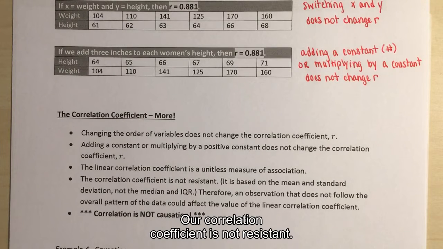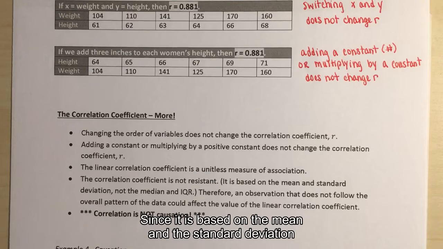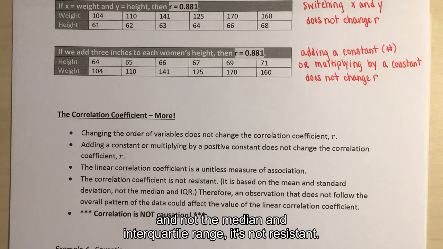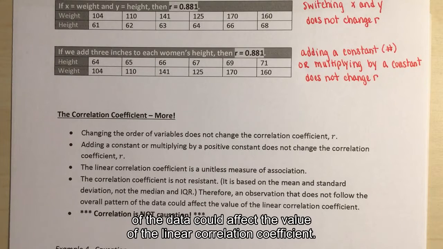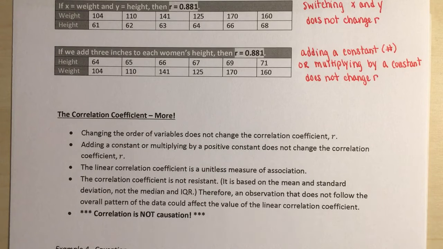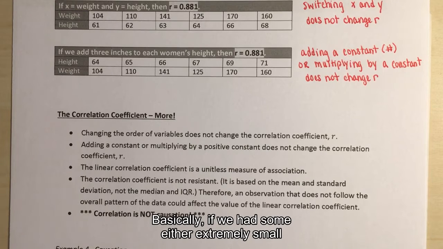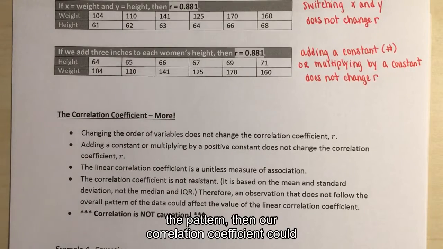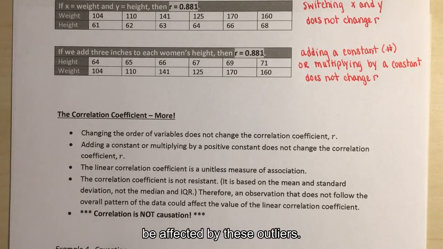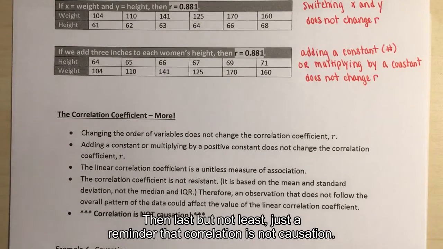Our correlation coefficient is not resistant. Since it is based on the mean and the standard deviation and not the median and interquartile range, it's not resistant. So an observation that does not follow the overall pattern of the data could affect the value of the linear correlation coefficient. So basically, if we had either extremely small or large outliers, values that don't fit in with the pattern, then our correlation coefficient could be affected by these outliers. And then last but not least, just a reminder that correlation is not causation.